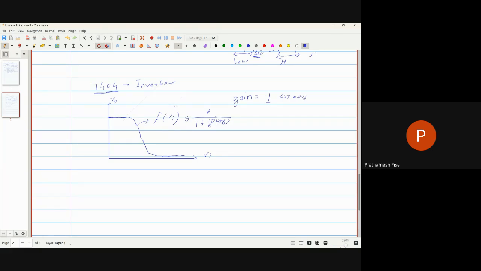So what is gain? Gain is just V out by V in, and in this case it will be the derivative of V out with respect to V in. Whenever this derivative is equal to -1, those points define the VIH and VOL points.